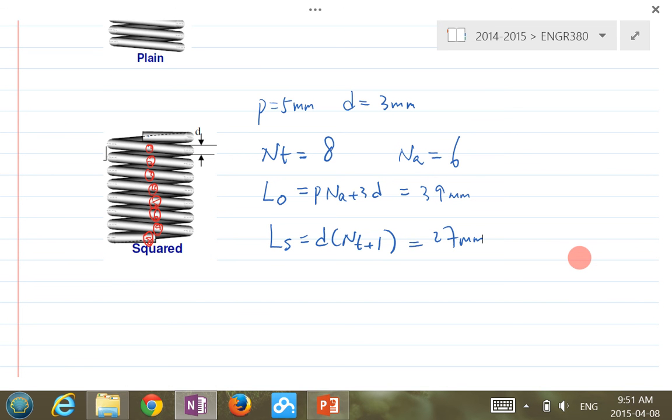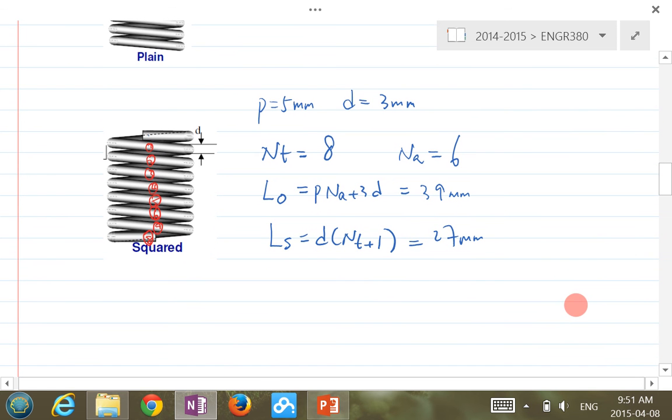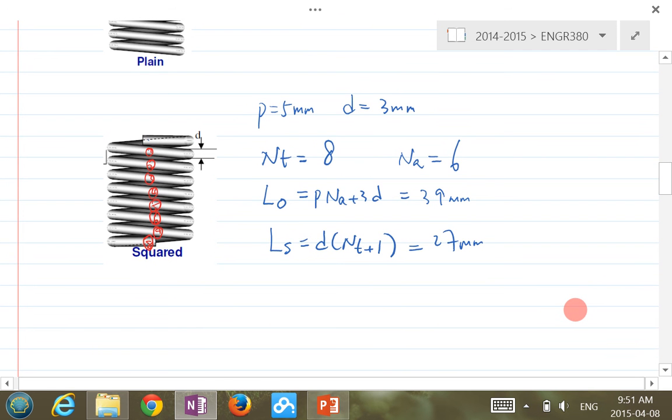Okay, yeah. So do you ever have a scenario where you have 2 different endings of the spring? Yeah, you could. So there are variable pitch springs, basically, right? Different kinds of spring, but let's just focus on the normal ones here.